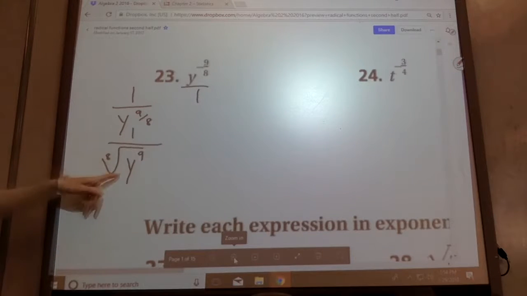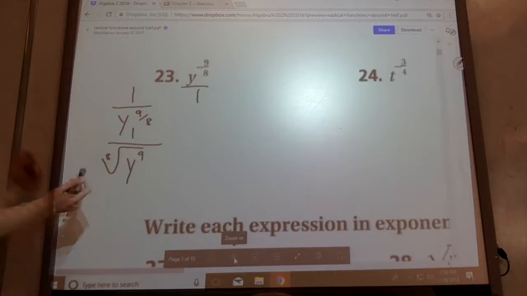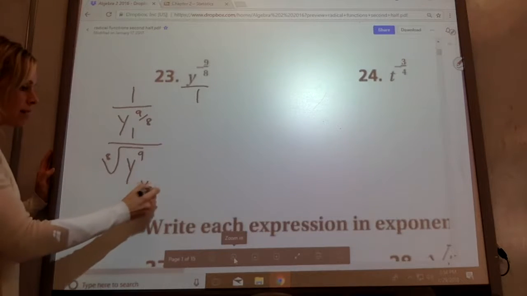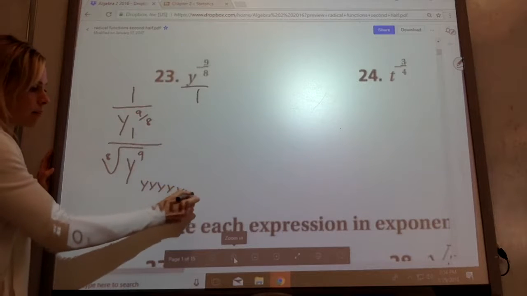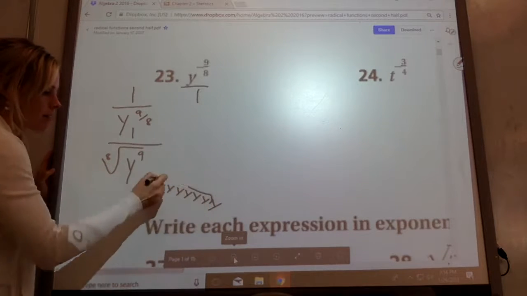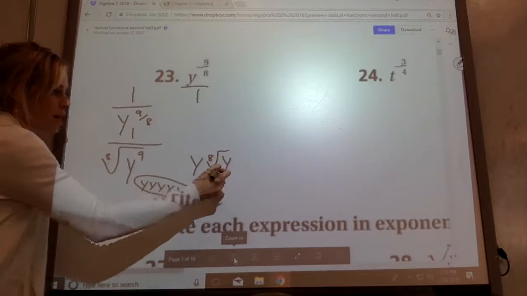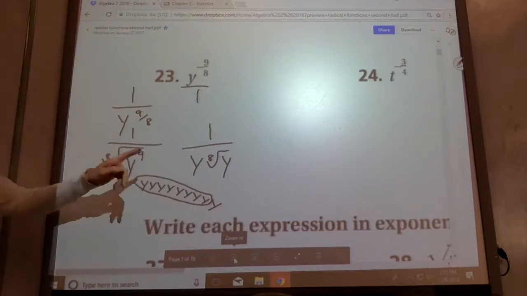Can I simplify the 8th root of y to the 9th? Yes, I have 9 y's. How many y's do I need to take one out? I only need 8. Right? So 9 y's. Here's 8. I can take one out. What's left? The 8th root of y. But what's wrong with this answer?